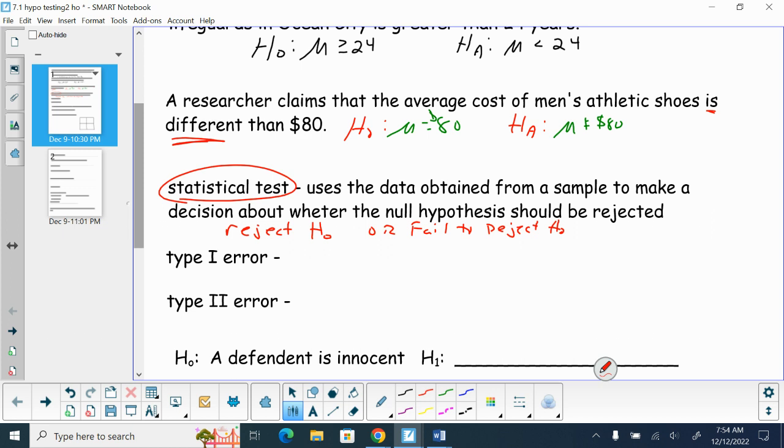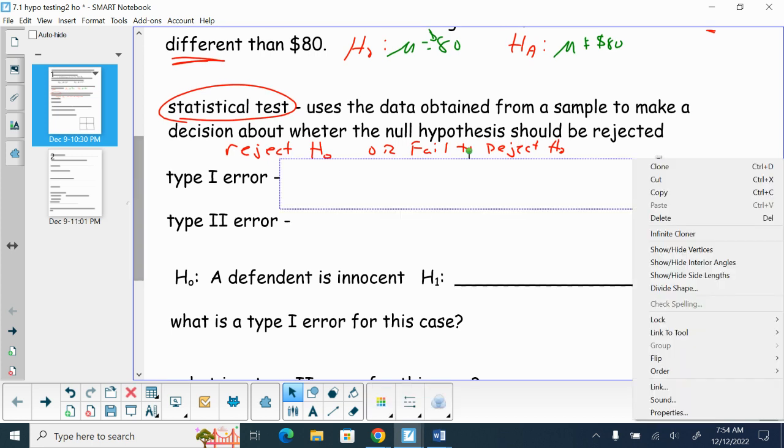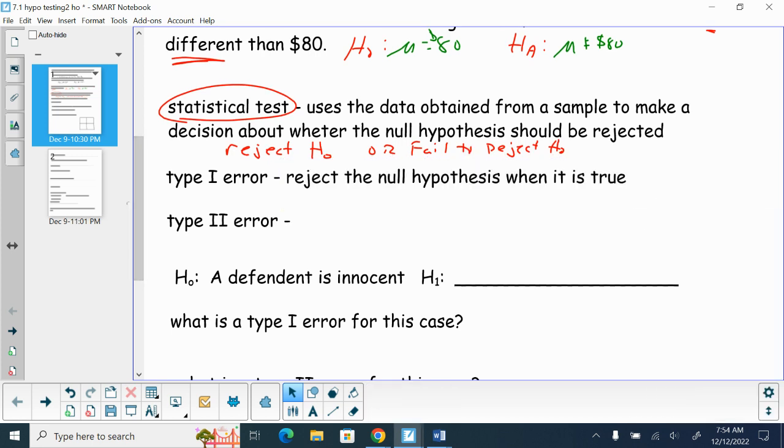So you have two choices. You're either going to reject or you're going to fail to reject a null hypothesis. We have two types of errors that we're going to run into. The one that we're going to be dealing with mainly is type 1 error. When you get into the next level of statistics, you'll deal with type 2 errors a little bit more. Type 1 error, you reject the null hypothesis when it is true.